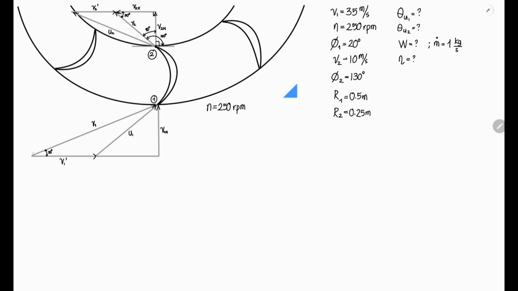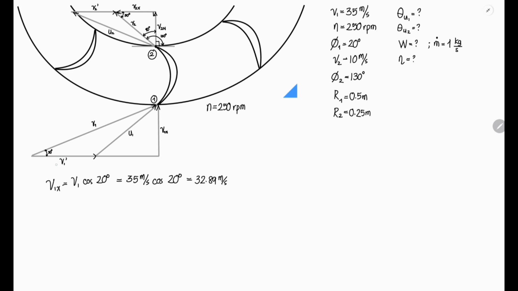So, since given ang angle natin for V1, we can compute for V1x. Then, i-minus natin yung V1 prime galing dun sa na-solve nating V1x. So, to solve for V1x, that is V1 cosine 20 degrees. So, that is 35 meters per second cosine 20 degrees. 35 meters per second cosine 20 degrees is 32.89 meters per second.